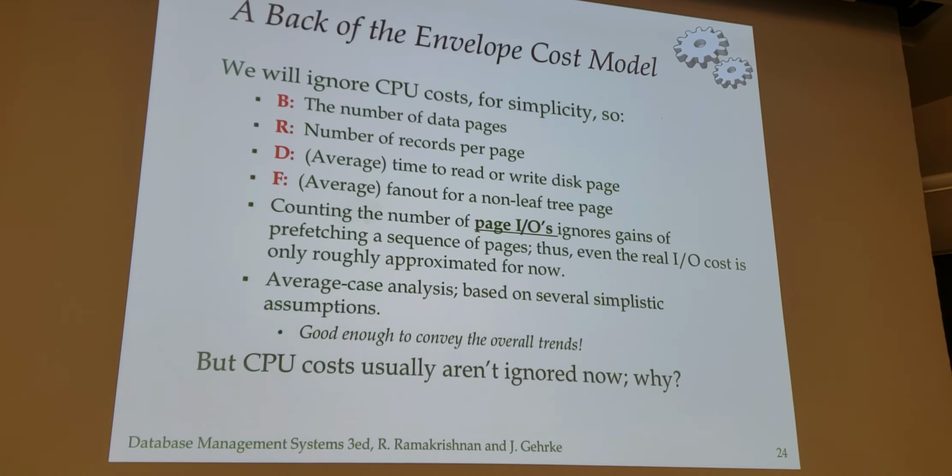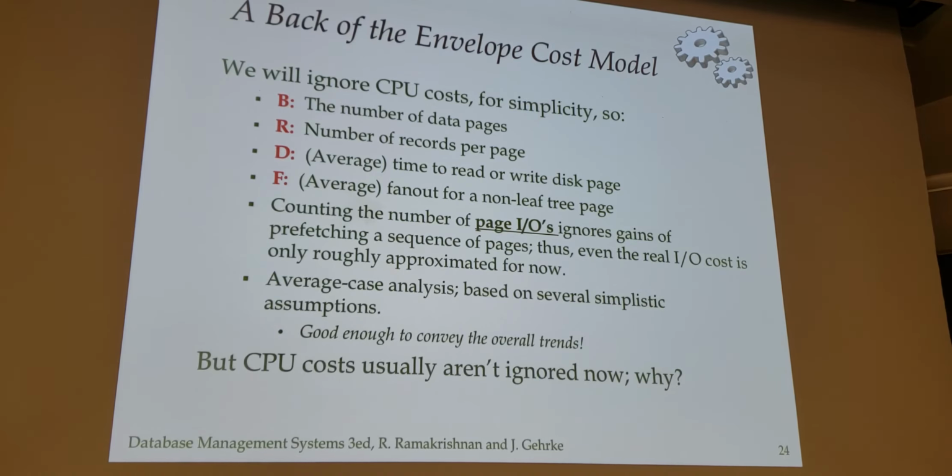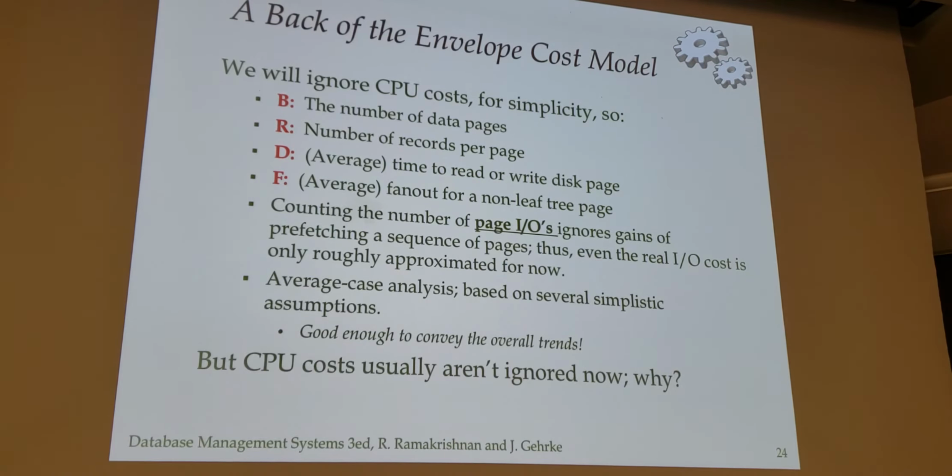F is the fan out. Remember, you have fan out, the number of kids you get to have, and remember that on average it'll be at least F. It'll be half of the maximum that it could be because of the way we're playing with preserving things in B trees. We're going to count the number of IOs. And we're going to be doing some simple, really ugly average case analysis.